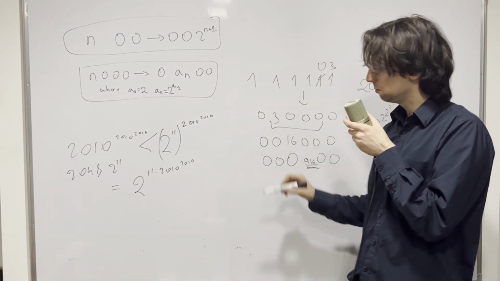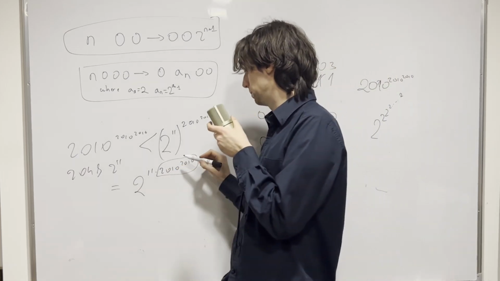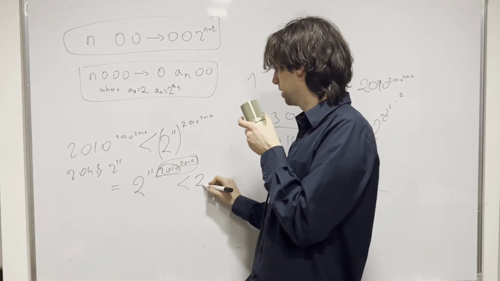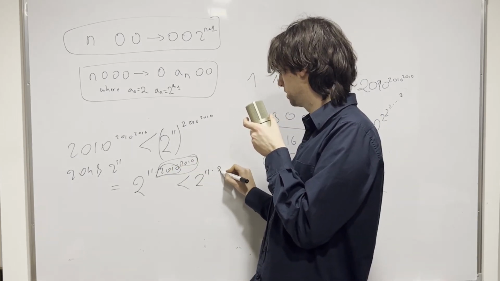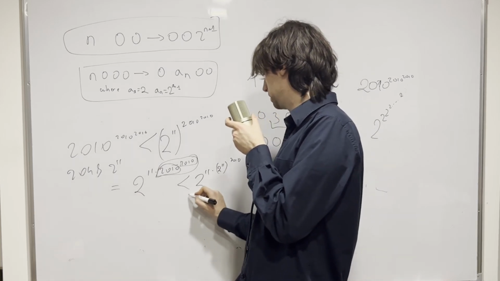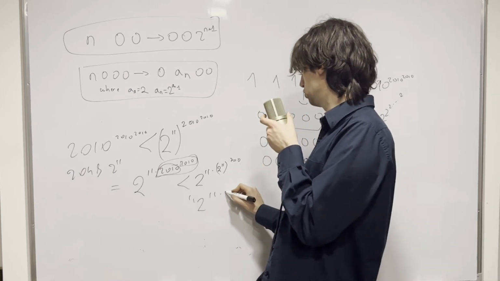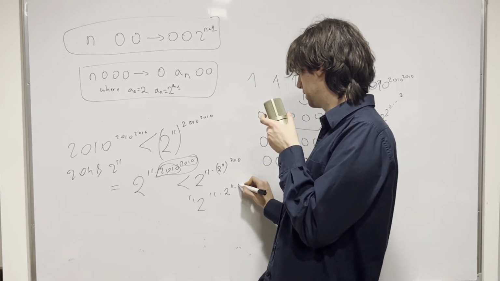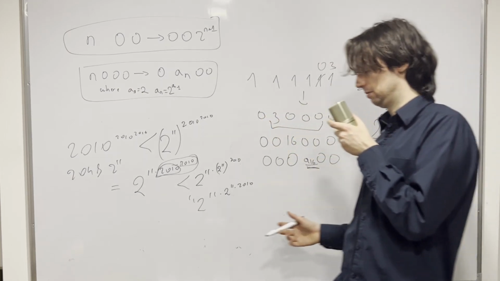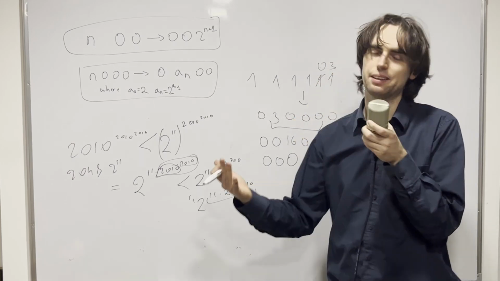Maybe if I estimate this, what happens there? I can estimate 2010 to be less than 2 to the 11th again. 2 to the 11th times 2 to the 11th to the power of 2010. Now this is equal to 2 to the 11th times 2 to the 11 times 2010. Now can I estimate this with my tower of 2's? That's what I mean, this is not even close.